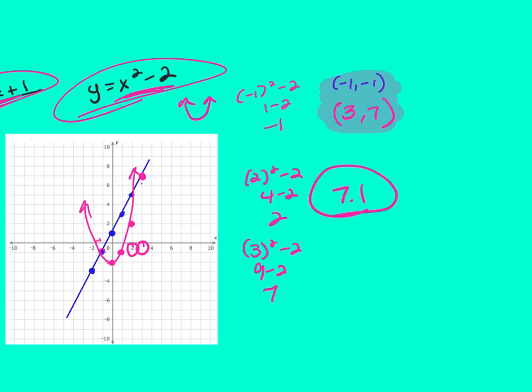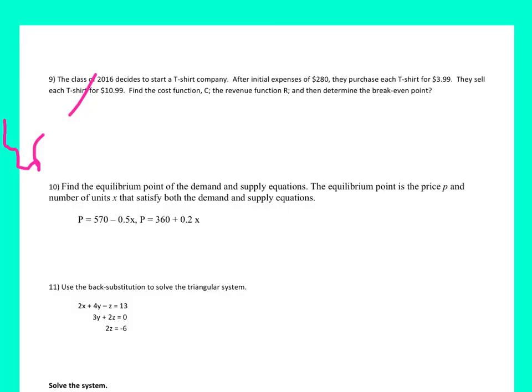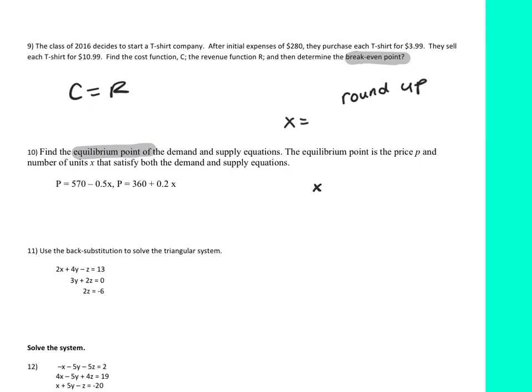Everybody else good? So again, the words break even just mean find x, but round up. So we set the cost equal to the revenue, and on the quiz, I gave you the cost and the revenue. This one challenges you to find the cost and revenue equations. And then the equilibrium point has 2 parts to its answer. You have to find x to get the number of units, and then you have to plug it back in to get p to figure out the price per unit.